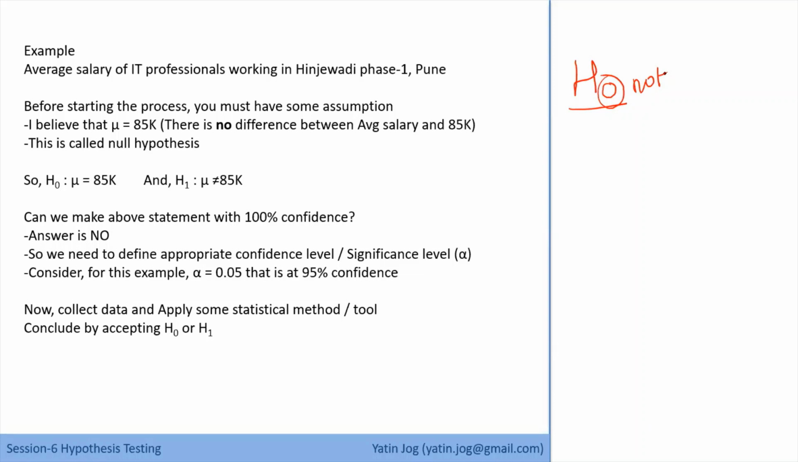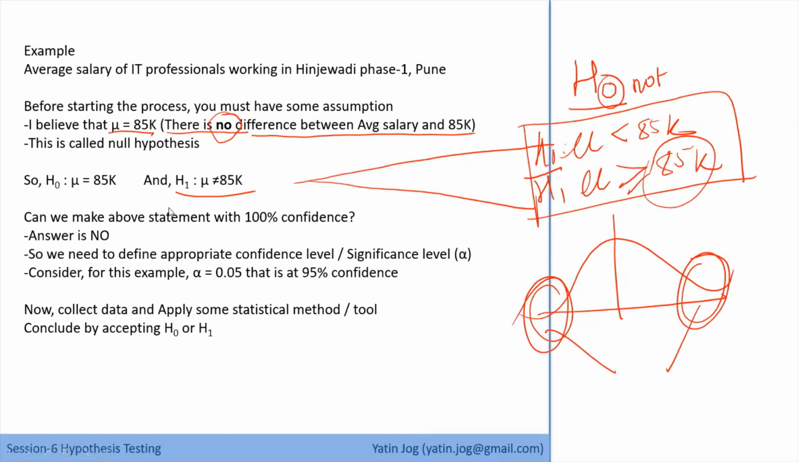So when I say mu equal to 85K, which is my basic assumption, how can I write my H naught? I can write H naught as: there is no difference. No is important. There is no difference between the average salary and 85K. That means I'm accepting my assumption. I want to accept my assumption as the correct assumption. That becomes my H0, the null hypothesis. If this is my null hypothesis, what will be my H1? That mu is not equal to 85K.